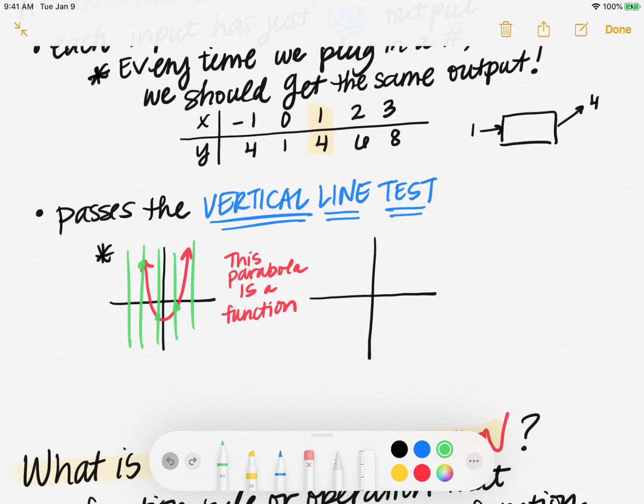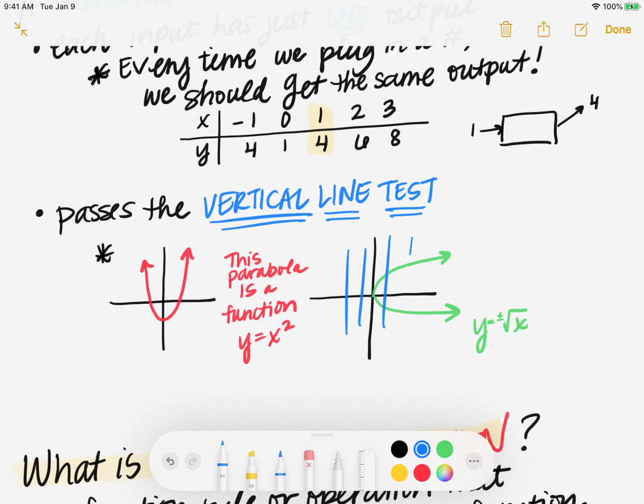But let's imagine a different parabola. Let's imagine actually a square root function. By the way, this is y equals x squared. Let's imagine y equals the square root of x. And I'm going to actually do plus and minus the square root of x. So let's erase that. Let's say y equals both positive and negative the square root of x. So that means our parabola is going to look like this. So now, as I pass a vertical line through it, I hit in two places right here, two places right here, two places right here.